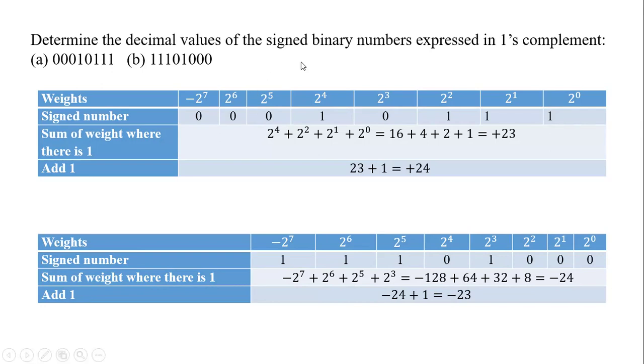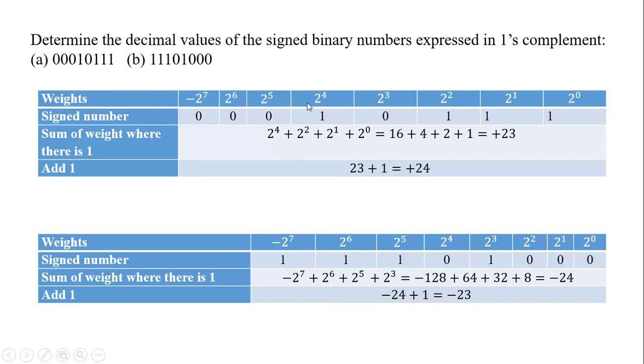Determine the decimal values of signed binary numbers expressed in ones complement. So these numbers are expressed in ones complement form. Again, the sign bit is 0, so this is a positive number, and the sign bit is 1, so this is a negative number. These are the weights in ones complement form. We assign a negative value to the sign bit, so the weight of the sign bit is negative.